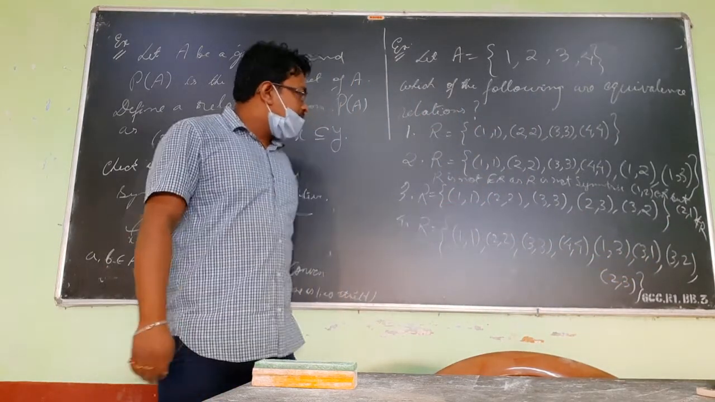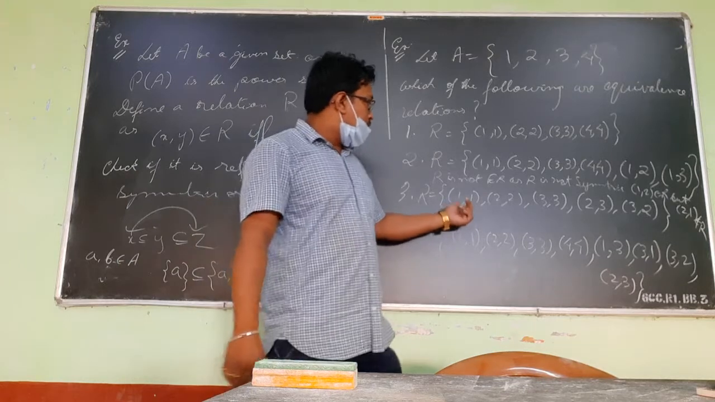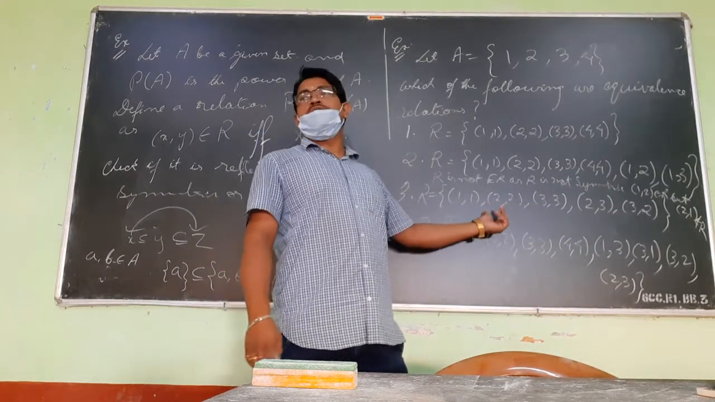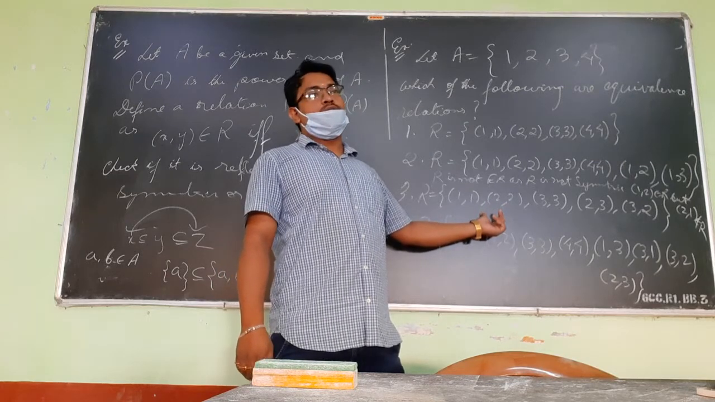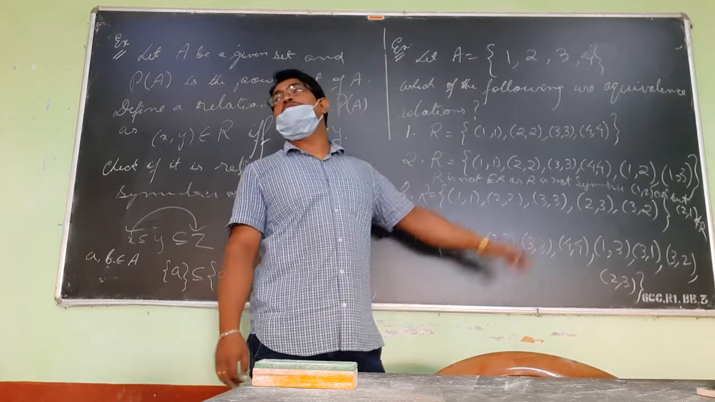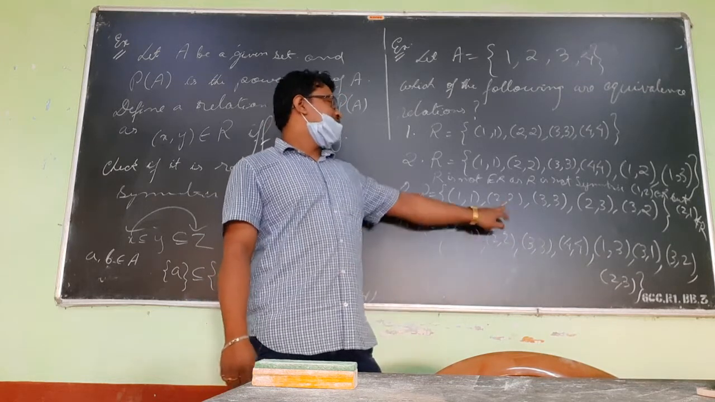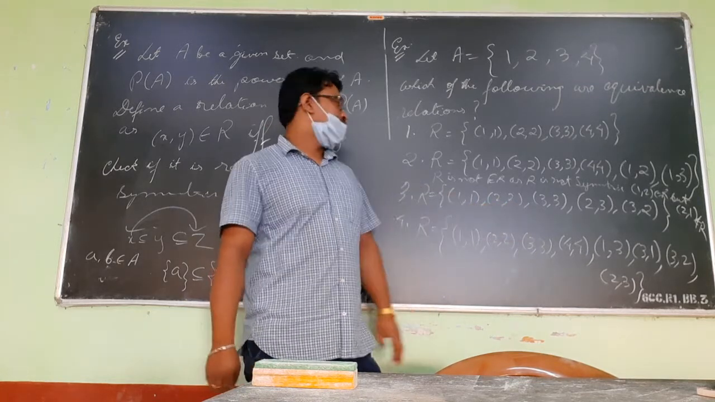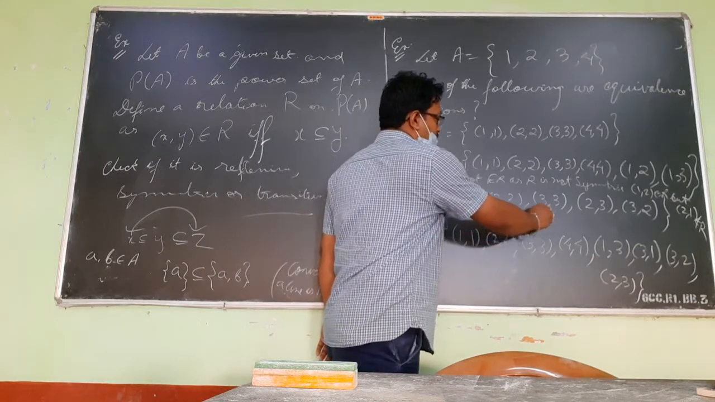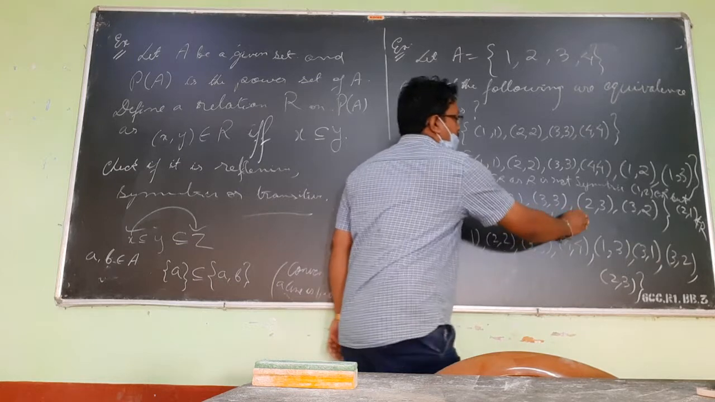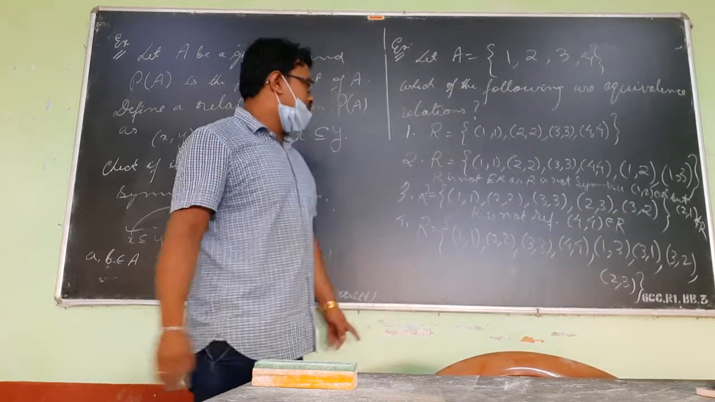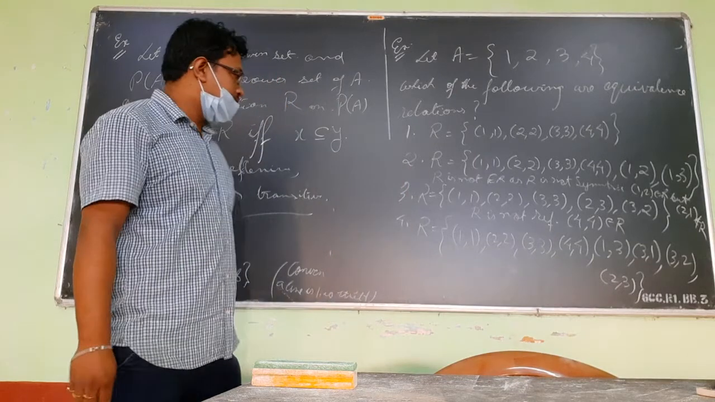Next, number 3. 1 2, 2 2, 3 3, 2 3, 3 2. Equivalence or what? No, it's not equivalence. Why? 4 comma 4 doesn't belong. It is not a reflexive relation. So it's not equivalence as R is not reflexive. Why is it not reflexive? Because 4 is not related to itself. For reflexive, every element should be related to itself.